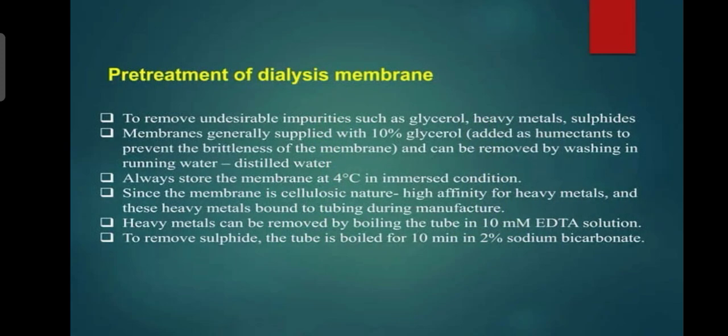Pretreatment of dialysis membrane. To remove undesirable impurities such as glycerol, heavy metals, and sulfides, note that membranes are generally supplied with 10% glycerol. Always store the membrane at 4 Celsius in the immersed condition. Since the membrane is cellulose, it has a high affinity for heavy metals, and these heavy metals bond to the tubing during manufacture. Heavy metals can be removed by boiling the tube in 10 mM EDTA solution. To remove the sulfide, the tube is boiled for 10 minutes in 2% sodium bicarbonate.